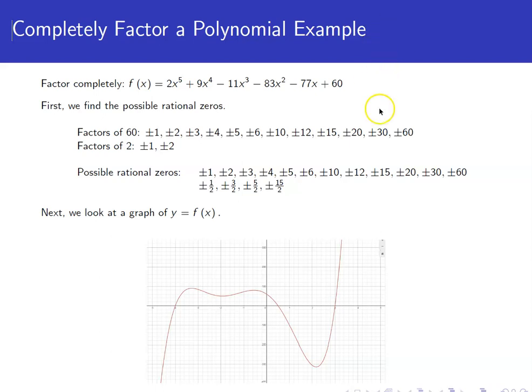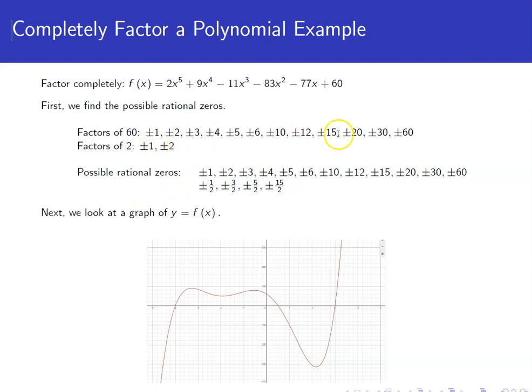So remember, to use the rational root theorem, we need to take factors of the constant and factors of the leading coefficient and make fractions. Well, there are lots and lots of factors of 60: 1, 2, 3, 4, 5, 6, 10, 12, 15, 20, 30, and 60. So there are those factors of 60. Possible factors of 2 are 1 and 2. So this gives us our possible list of rational zeros.